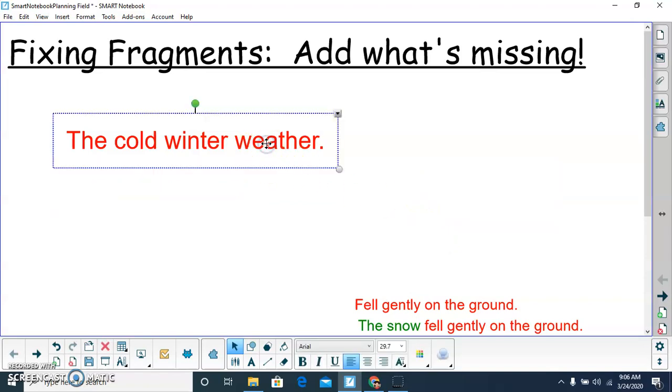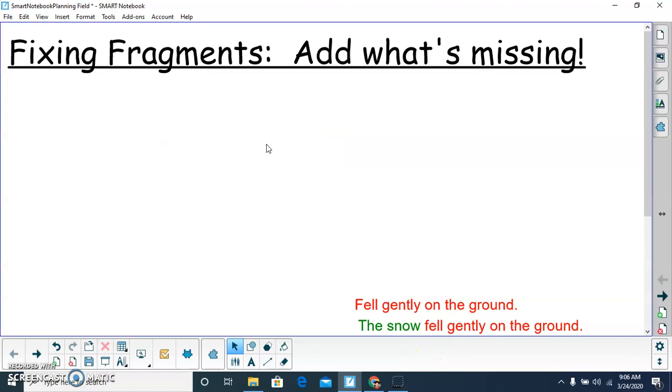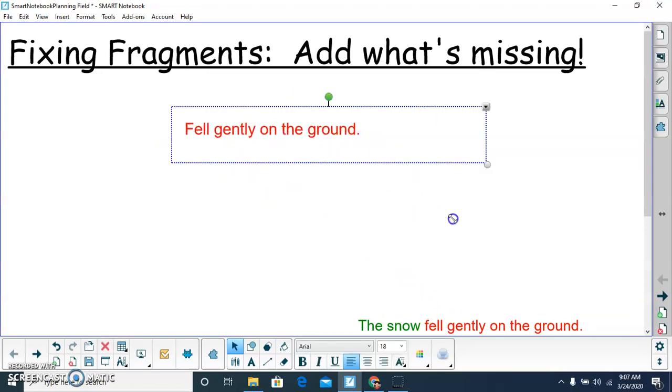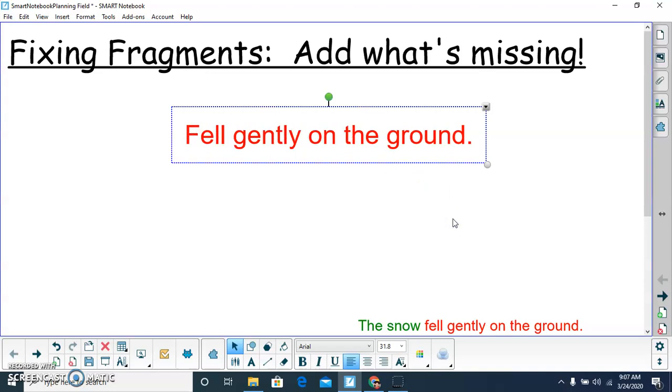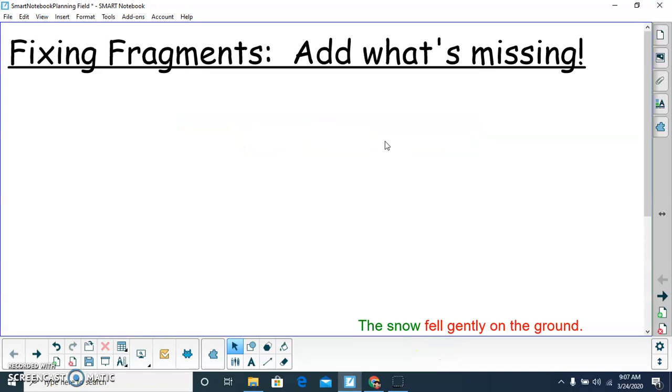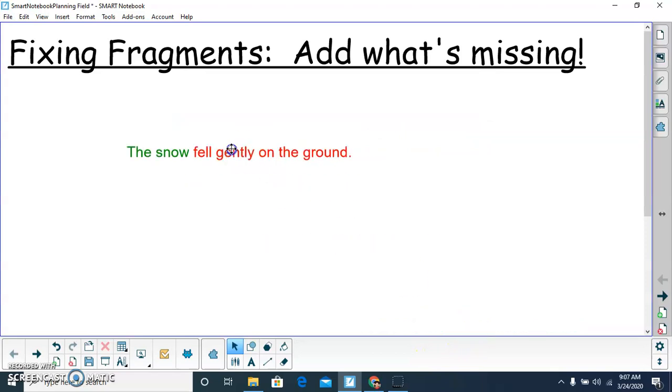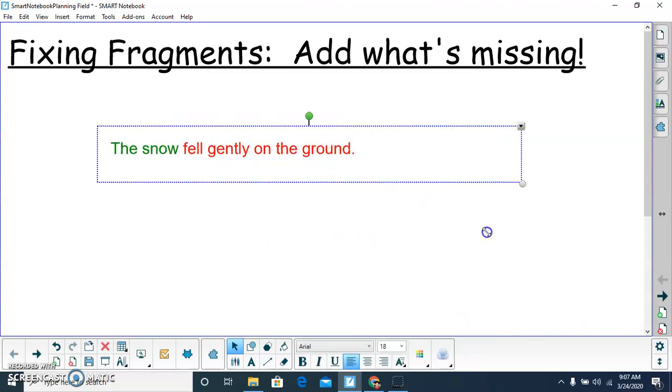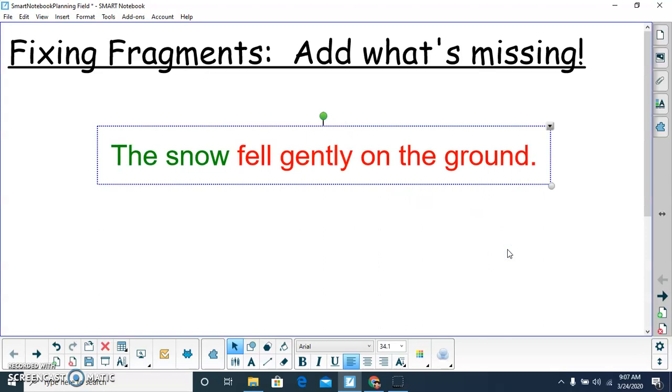Then there's the other situation where we think of an action like fell gently on the ground. Well, what fell gently on the ground? The kid? The ball? What? So in this case, we have an action, but we're missing a subject. So we have to write something about it. So we say, the snow fell gently on the ground.